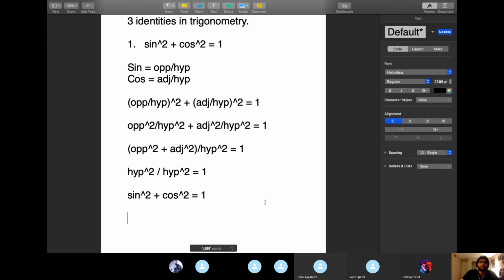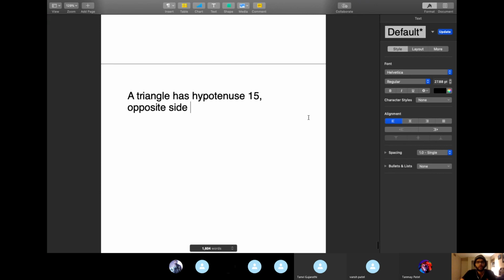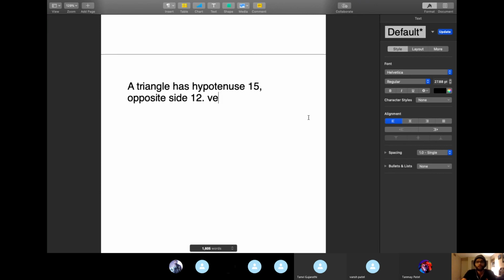Okay. So let's see. If you want to verify sine squared plus cos squared, a triangle has hypotenuse 15, opposite side 12. Verify that. Verify the theorem. Can you verify this theorem?